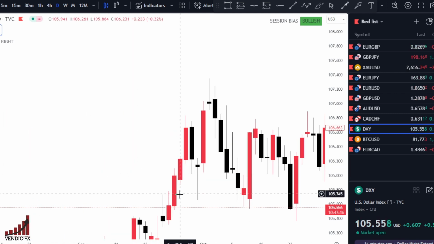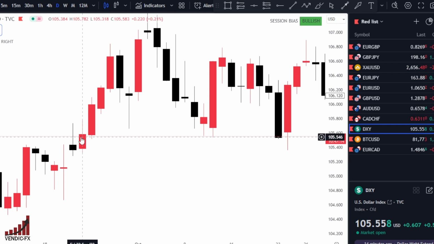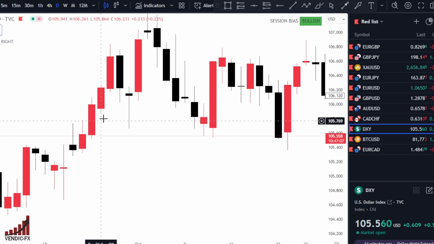So that's the exact thing the market does all the time. Opening of the day, this is when the market closed. Opening of the day, you see a wick drop in and it moves. Opening of the day, drop in, it moves.